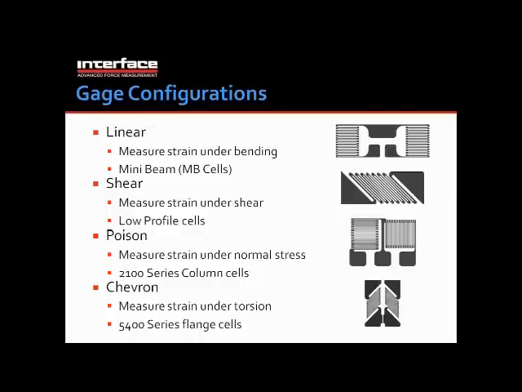Here we have different types of gauges, and I'll give a brief explanation of where these are found and which type of load cell these are used on. The first image is that of a linear type gauge. This type of gauge is used for bending beam applications, and these are typically found in some of our low capacity applications such as the MB cells. The second image is that of a shear strain gauge, which is typically found on the 1200, the 1100, the 1000 series load cells.